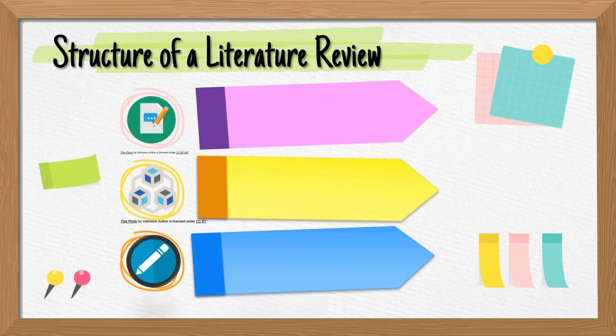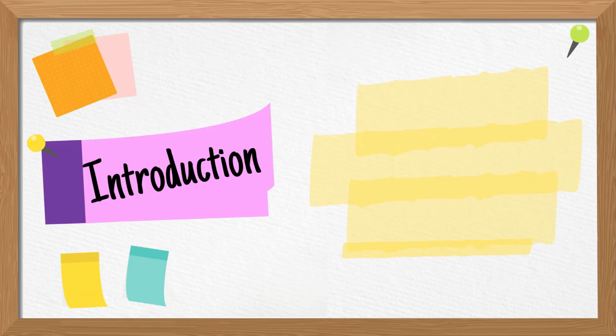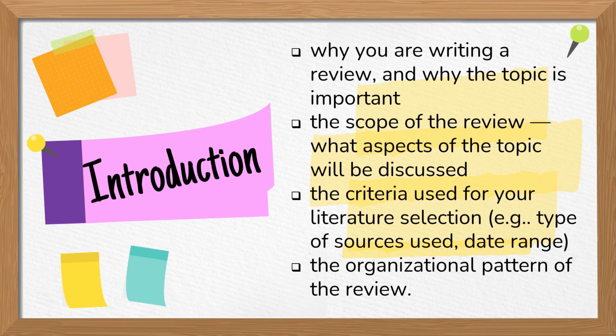Just like a book review or article critique, a literature review also has the following structure or parts. It has the introduction, the body, and the conclusion. What should be included in the introduction of a literature review? First, it must include why you are writing a review and why the topic is important. You must also include the scope of the review. What aspects of the topic will be discussed? Also, include the criteria used for your literature selection. It may either be the type of sources used, the date range, and others.